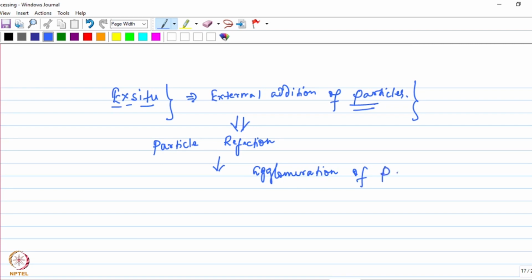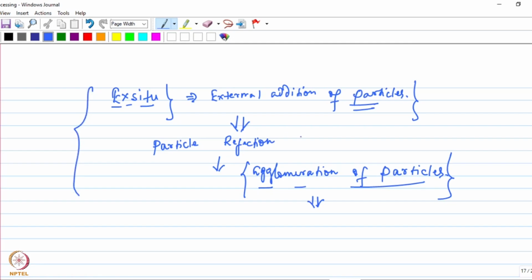The distribution of the particles may or may not be uniform, and this kind of agglomerated particles or clustered particles are not desirable because this kind of agglomeration will lead to deterioration of the properties. Okay, so therefore, you need to exercise a great deal of control in terms of controlling the process parameters to achieve a uniform distribution in these processes when the particles are added externally.